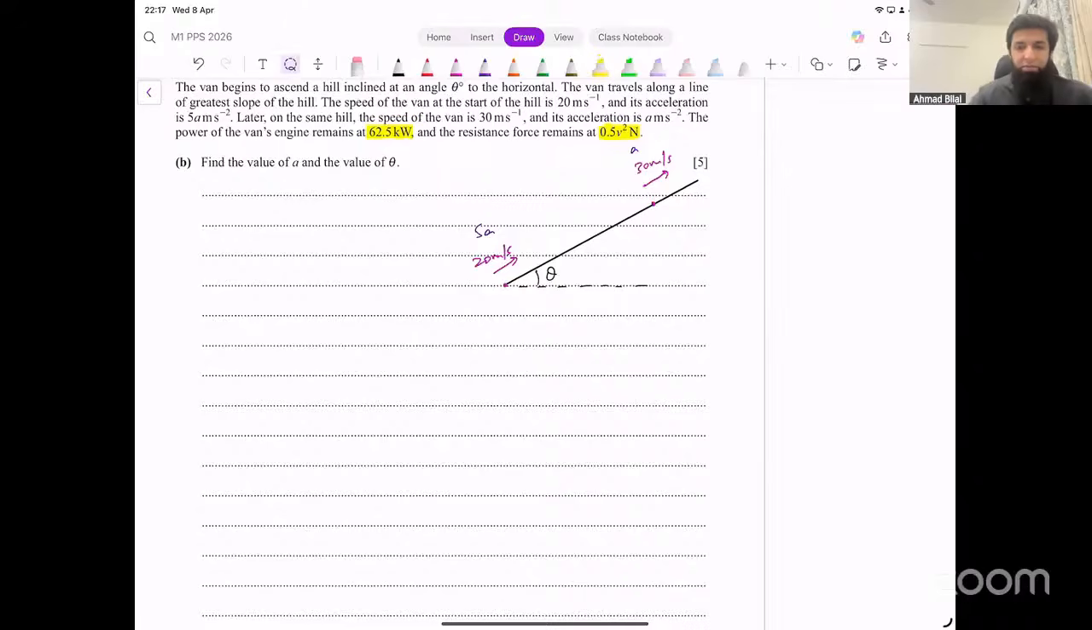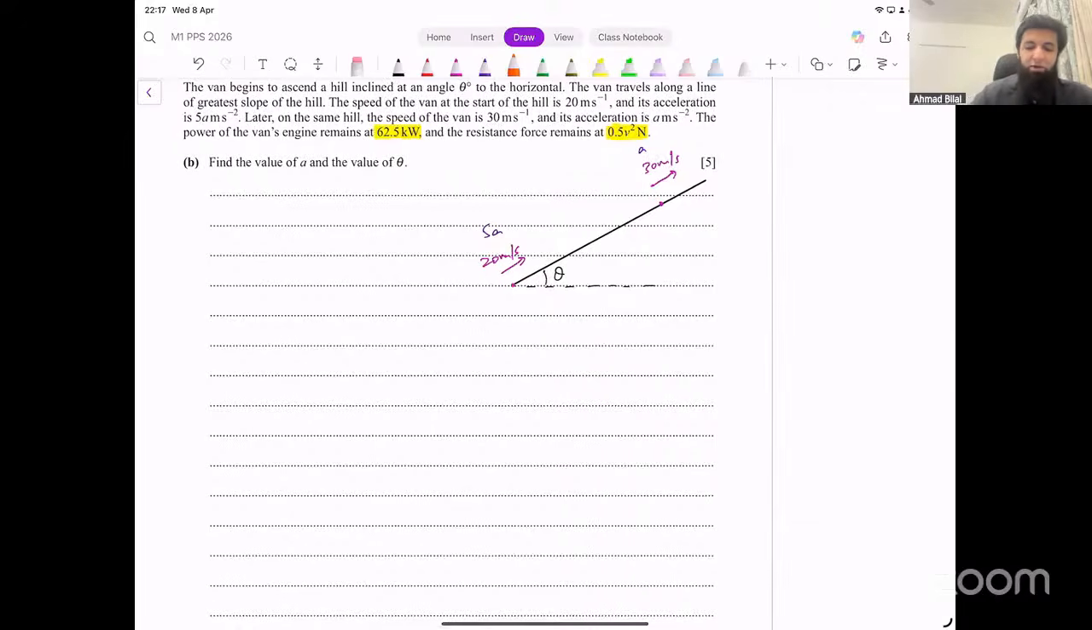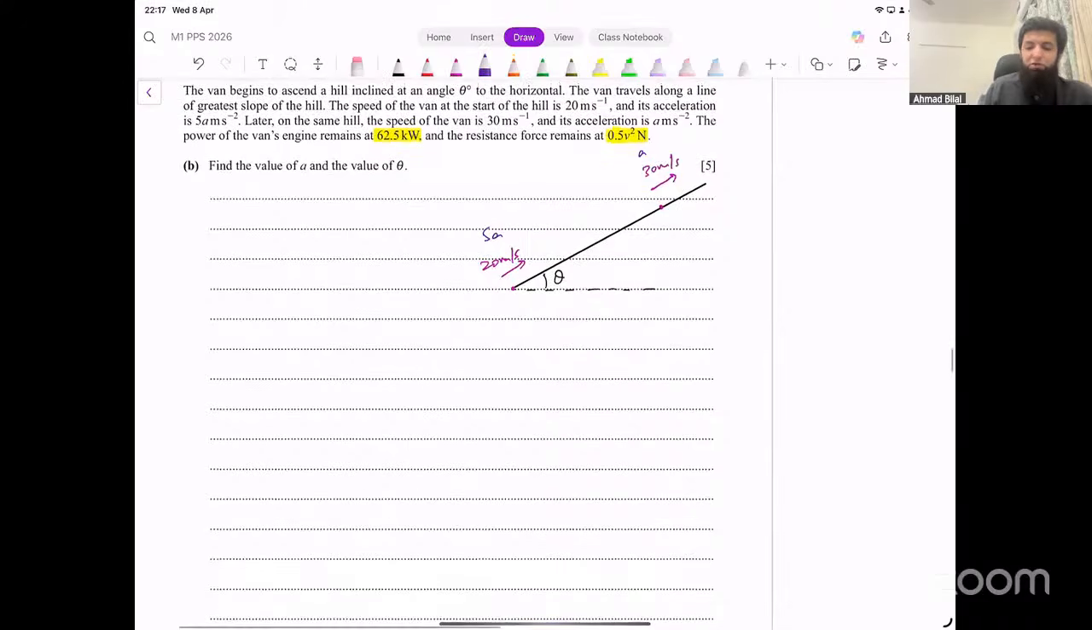Now, number one, please do not use constant acceleration formulas here. They are not valid. Don't try to do v minus u over t to find the value of time, for instance, and then use power equals work done over time. They will not work. Acceleration is not constant. So constant acceleration formulas do not work. Okay. So what else do we do?